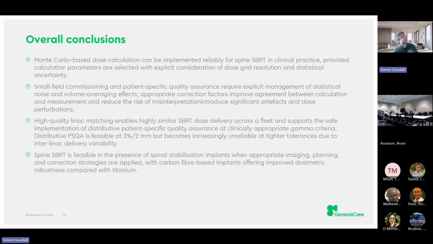And then high quality Linac matching is allowing distributed SABR QA and distributed SABR treatments, but we feel it's only appropriate for patients where gamma criteria of 3%, 2 millimeter are appropriate. And underneath that, we still see too much inter-Linac variability, so we would like to independently evaluate delivery before treatment. And when it comes to spinal implants, we're happy to treat these patients now, assuming that we're applying the correct MAR algorithms and determining the location of the titanium accurately enough.